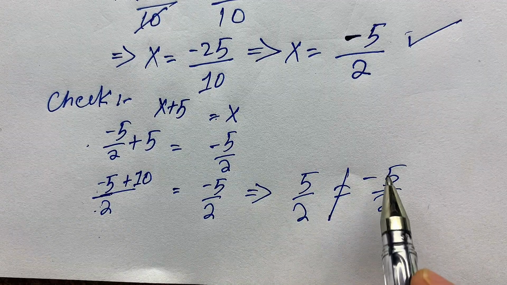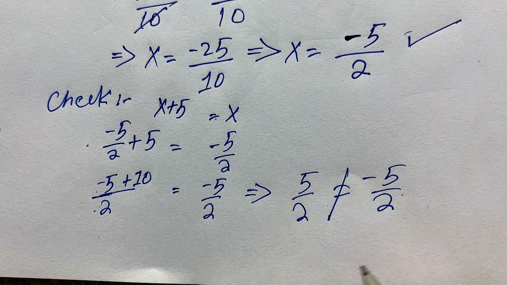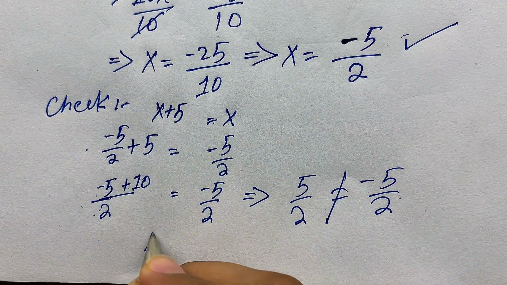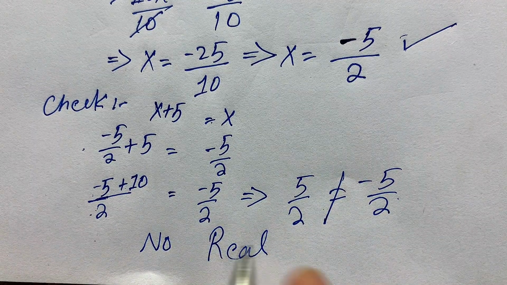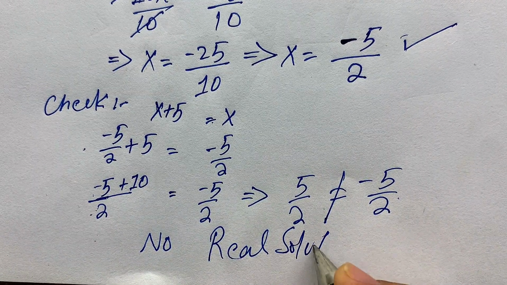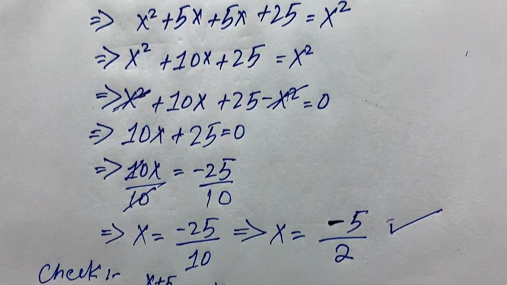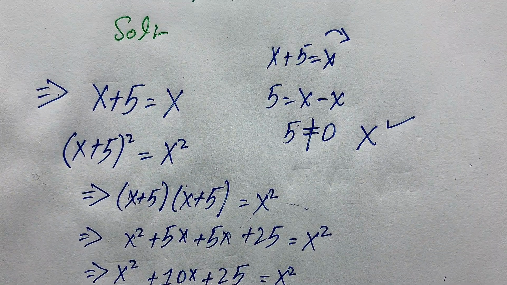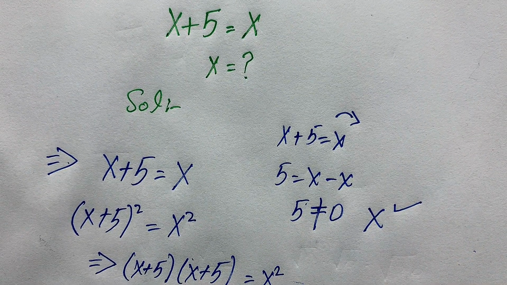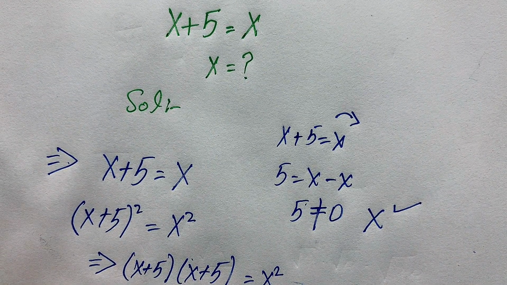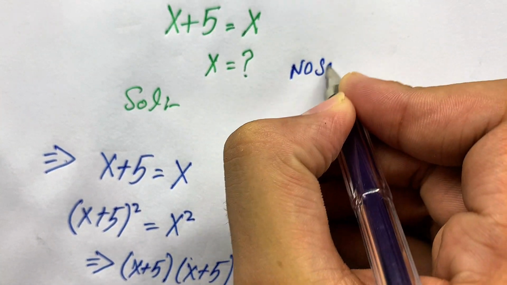Our x is not -5 divided by 2, because it is not equal to this, and now we have no real solution for this mathematical Olympiad problem. Hope you will understand. Our 5 is not equal to 0, and our 5 divided by 2 is not equal to -5 divided by 2, and our x has no solution.